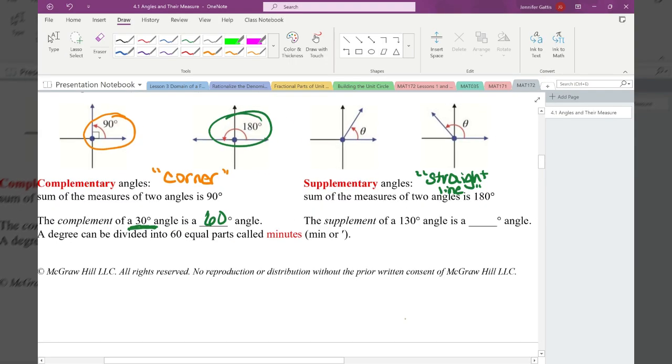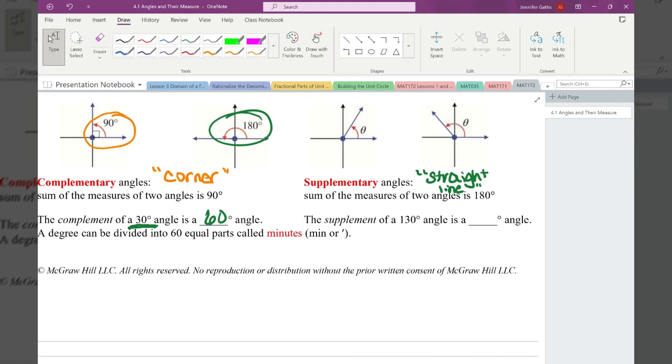Now take a minute and consider, what is the supplement of 130 degrees? So remember that supplementary angles add to be 180 degrees. So if we have 130 degrees, we would need 50 degrees to create supplementary angles.